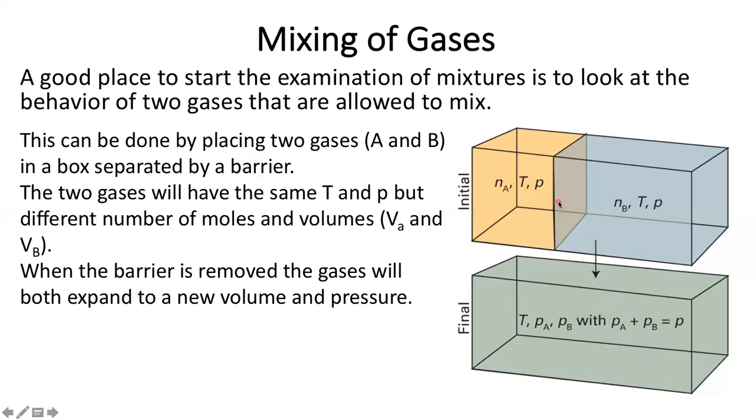So if I am looking at A, what's going to happen is as I remove the barrier, the volume is going to end up expanding into this new final volume. So I no longer have a volume of V_A, instead I have the new total volume V. And similarly, this is going to happen with the volume of B. You add them together, and my new total volume is just going to be the sum of the previous volumes.